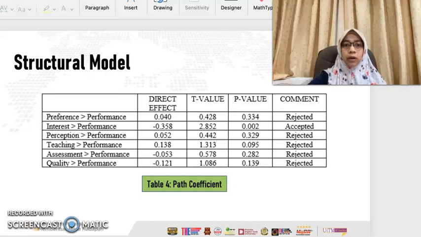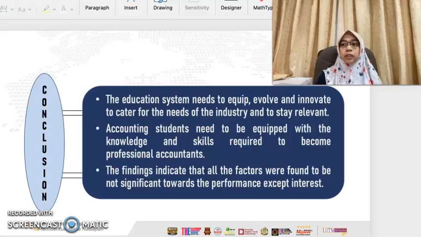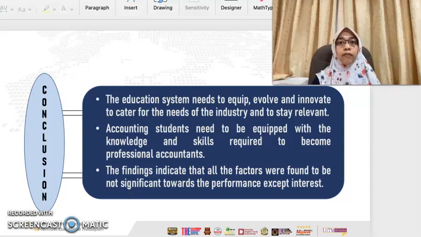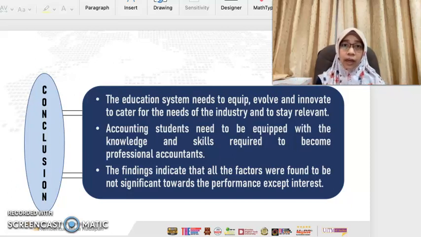Why is that so? Because we know that accounting is one of the most prominent areas in the financial service industry. So accounting students need to equip themselves with professional skills that encompass analytical skills, written and oral communication skills, etc. The findings indicate that only interest matters. So it shows that interest is a very important factor. If you want to do something, you've got to have your interest. The students need to have their interest in accounting so that they can improve their performance.